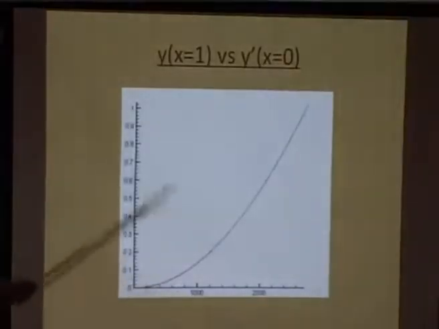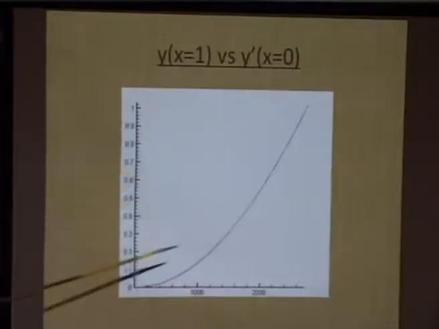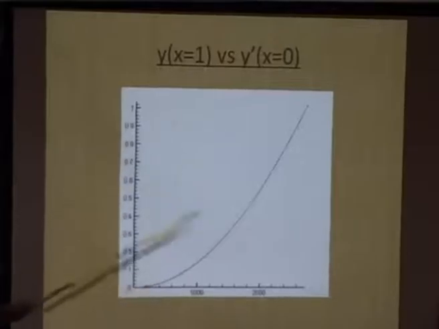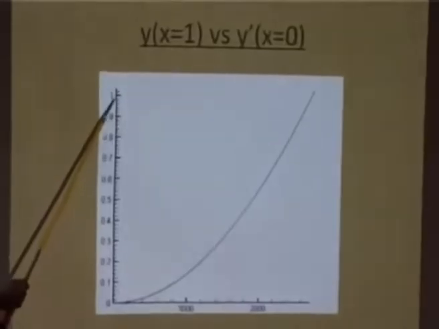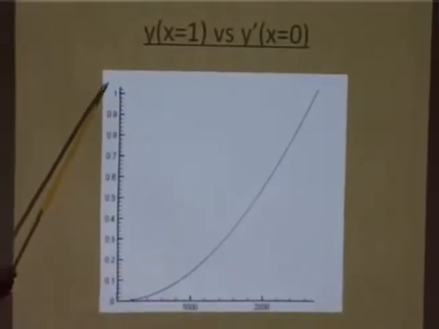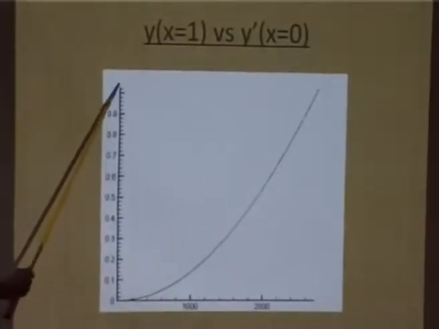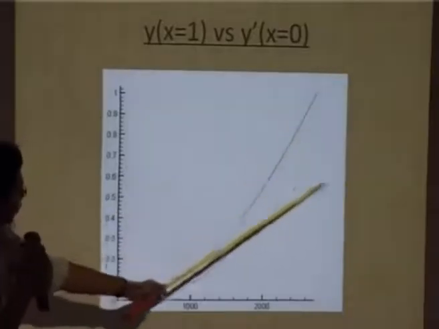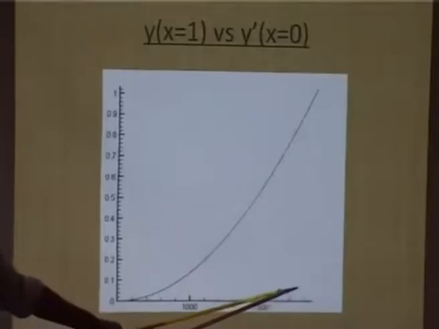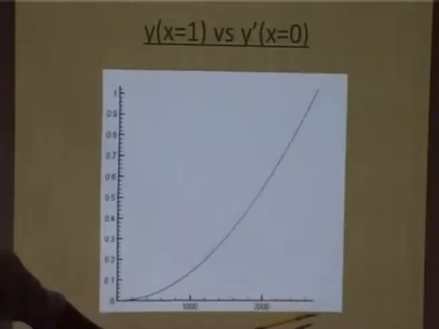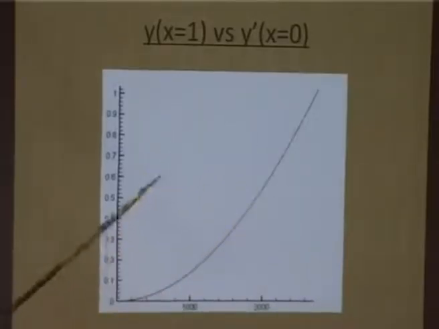This is the plot for y at x equal to 1 versus y prime at x equal to 0. Given the boundary condition that y at x equal to 1 is equal to 1, if we interpolate, numerically I have got the value of 2684, which is quite close to that value.